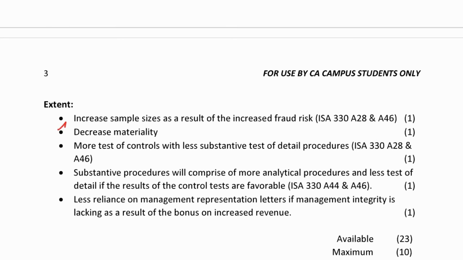Extent, increased sample size because of the fraud risk, decreased materiality, more test of controls, less test of detail, so you'll do more analytical, less test of detail. And then, because there's a bonus, maybe I'm going to place less reliance on management representations if their integrity is lacking to get the bonus. So look at that, guys, 23 available, but you only needed 10, so you didn't have to go into too much detail around the nature. It's included there just so that you can see in case it's out of a lot more in future.